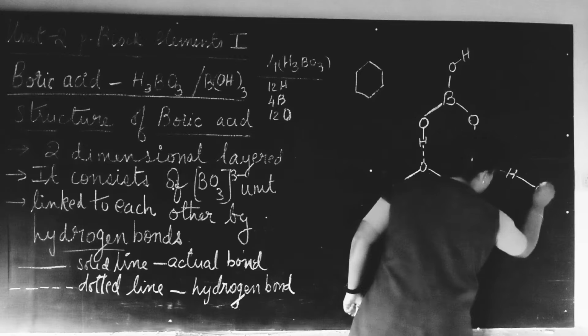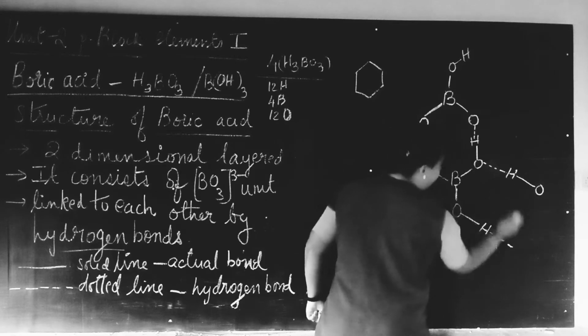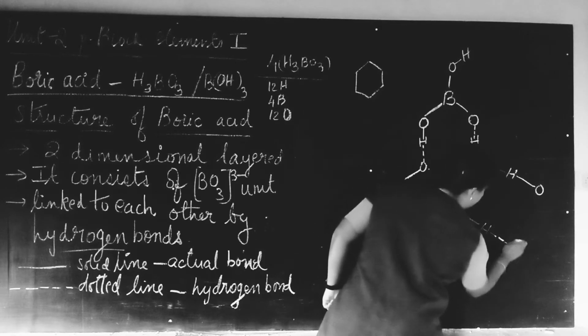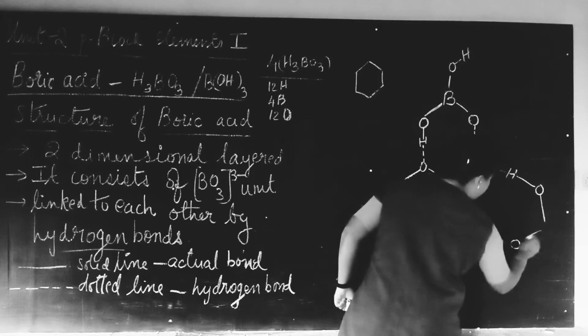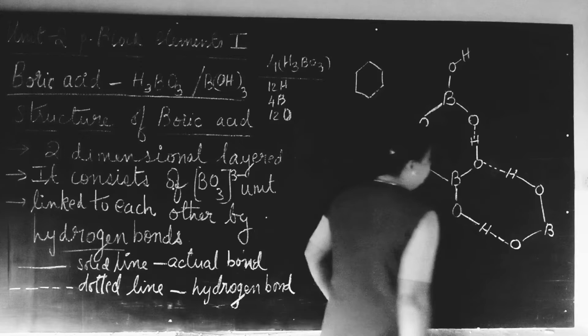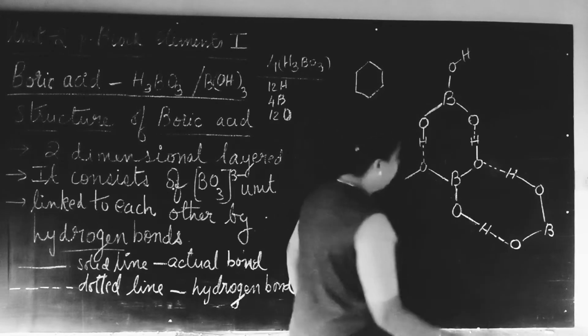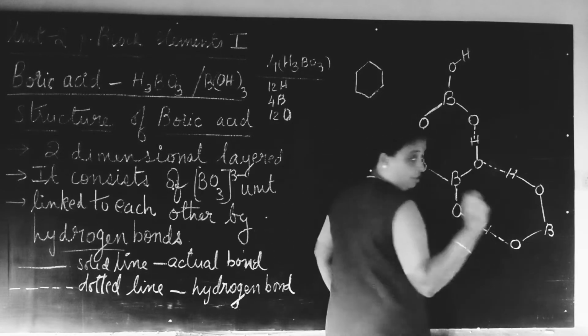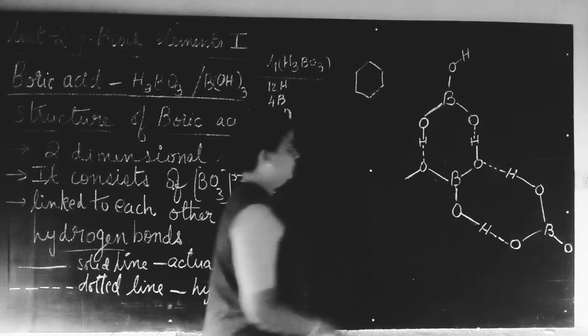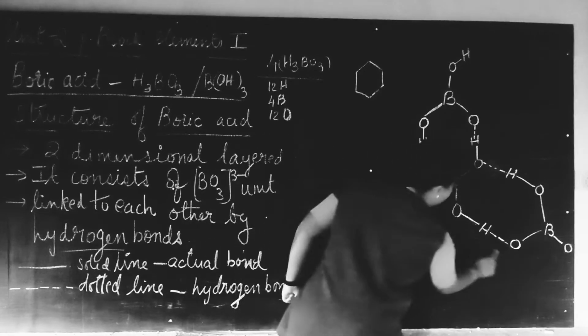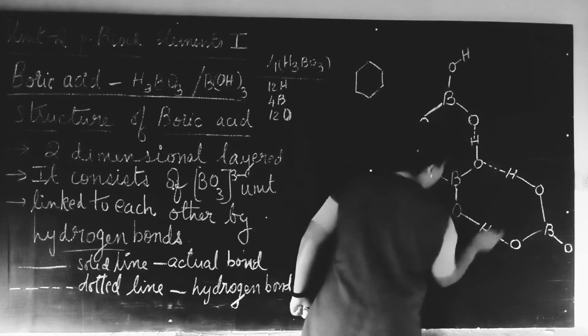Now two oxygen atoms are connected by a hydrogen atom. So here also it will be an oxygen atom. Now these two oxygen atoms are connected to a boron atom. Surrounding boron, three oxygen atoms are there. So I put here one oxygen atom. Now you see this is a hexagonal shape, hexagonal shape, opposite direction.